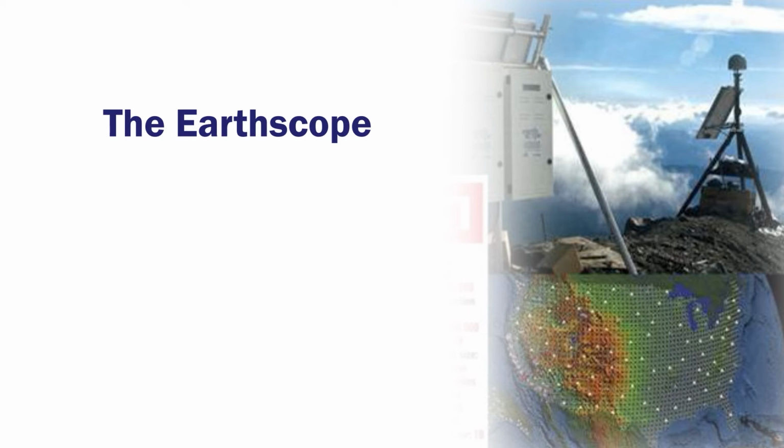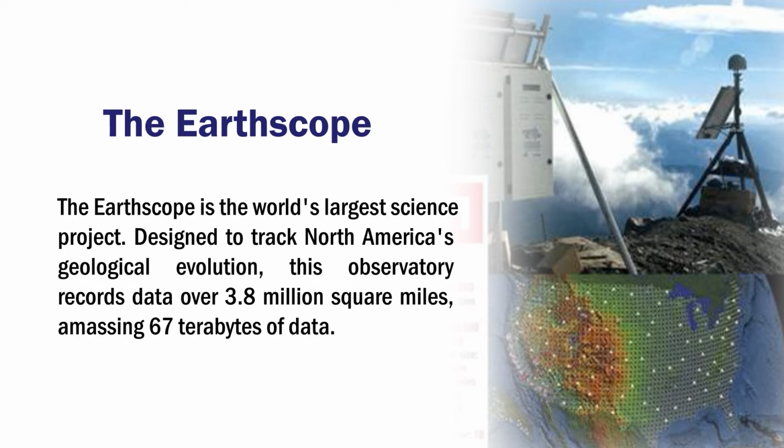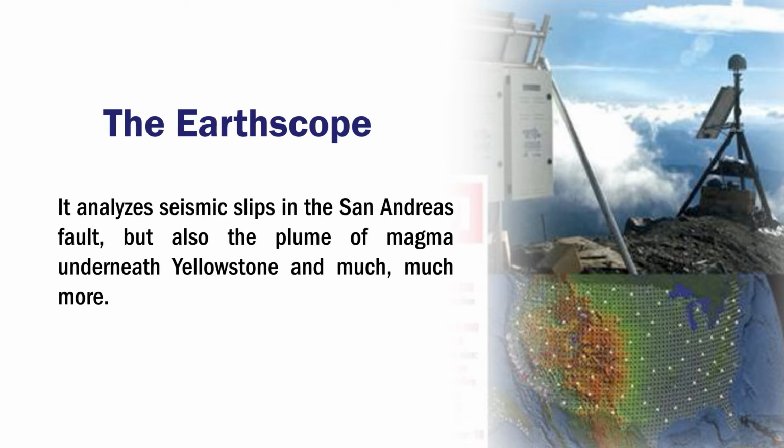Let's look at another very interesting example of how the data is being generated, that is volumes. EarthScope, which is the world's largest science project, is designed to track North America's geological evolution. This observatory records data over 3.8 million square miles, amassing 67 terabytes of data. It analyzes seismic slips in the San Andreas fault. Not only that, it also plumbs the magma underneath Yellowstone and much more. So you can understand how much data is being generated.